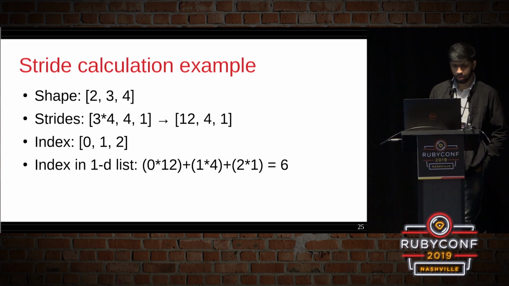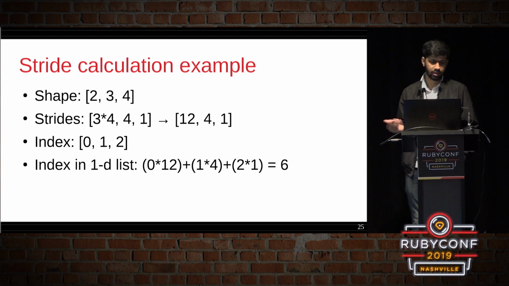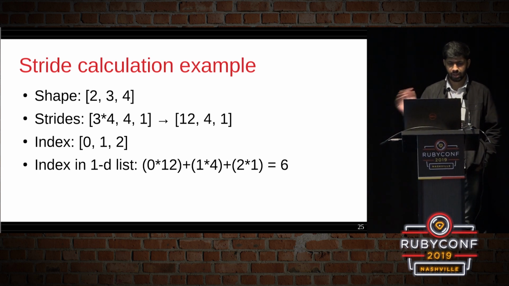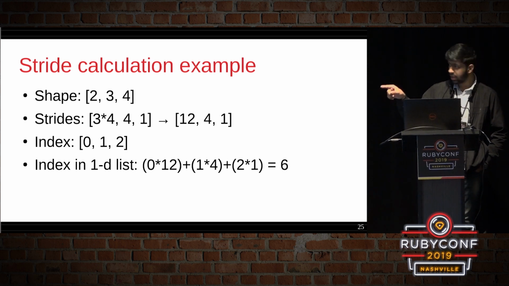Here's an example. Suppose we have a 3D matrix of 2 rows, 3 columns, and 4 layers. The stride would work like this: you start from the right, you place 1, and then you place that value 4, and then you multiply by 3. That'll give you 12, 4, and 1.